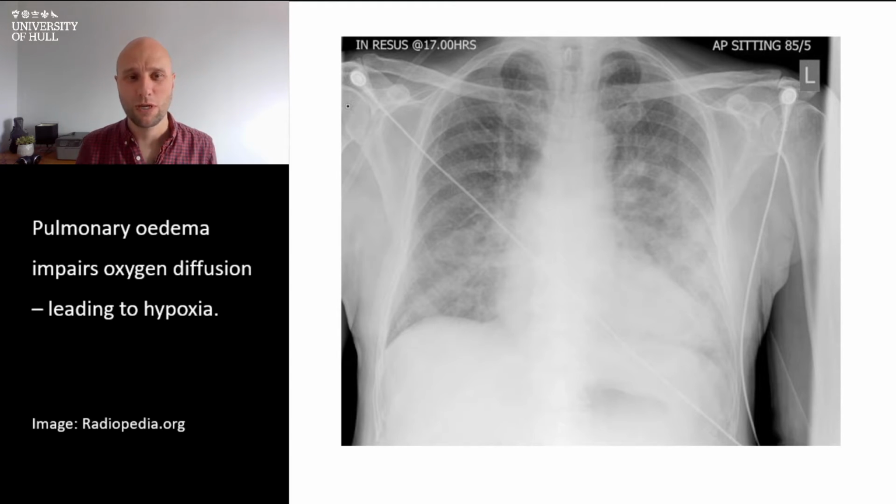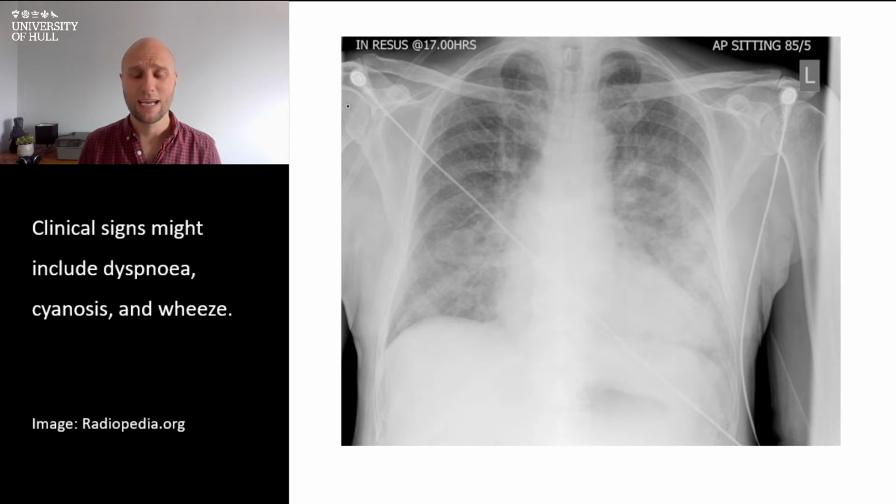Now, the issue with pulmonary edema is that it increases the distance that oxygen in particular has to travel from within the air sacs, within the alveoli, through that additional fluid and then into the capillaries and the blood vessels, where it can then join with hemoglobin and travel around the body. So where the transfer of oxygen from the gas in the alveoli into the bloodstream is impaired, this would then lead to hypoxia, which is a technical term for low blood oxygen.